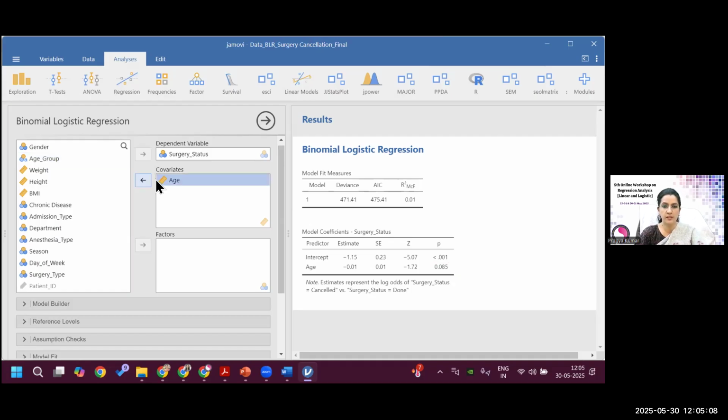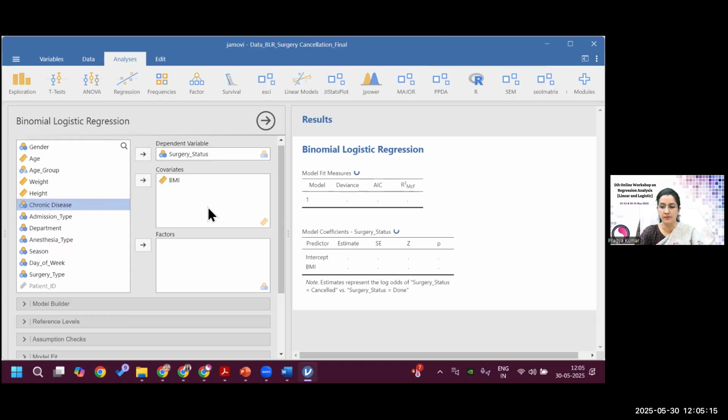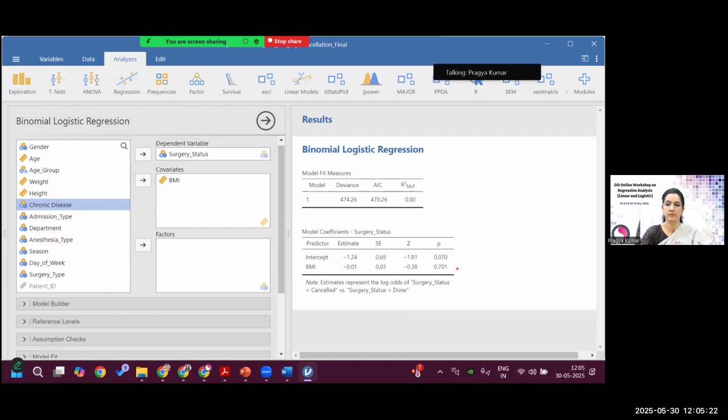Again, I will move this back. I'll take BMI as a covariate. What about BMI? We'll wait for some time. What is the p-value of BMI? In the model, it is 0.7. So should I take the BMI in my final model? Dr. Sunil is saying no, so I won't take BMI. Dr. Hilda is also saying no.